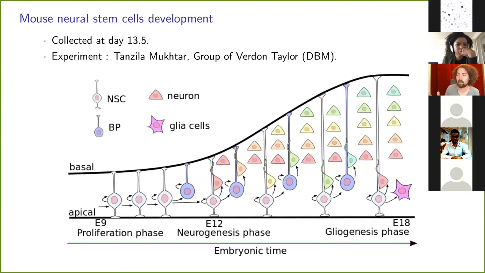One last, more complex and dynamic example. We considered mouse embryonic stem cells during neurogenesis. So in an experiment made in collaboration with Tanzila Mukhtar from the group of Verdon Taylor in the Department of Biomedicine in Basel, she FACS-sorted some neural stem cells at day 13.5 from the forebrain cortex of mouse. The forebrain cortex of both human and mouse is created in several successive layers of distinct neurons. And those neurons come from the asymmetric division of neural stem cells. Those neural stem cells can also undergo symmetric division and proliferate to give rise to more neural stem cells.